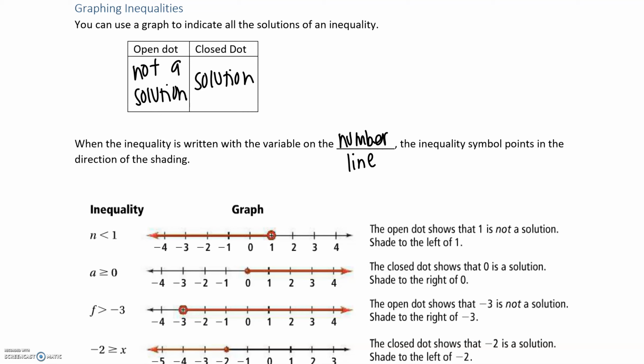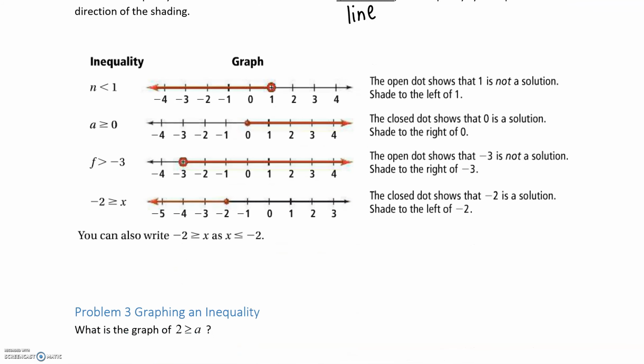Okay, the inequality symbol points in the direction of the shading. So what that means is if we have n is less than 1, since n is less than 1, n does not equal 1, therefore we have this open circle here. Okay, and it says less than, so that means we're going to shade less than that 1. Okay, over here we've got a is greater than or equal to 0. That means that we can have that closed dot, and since a is on this side, we can shade to the greater than.